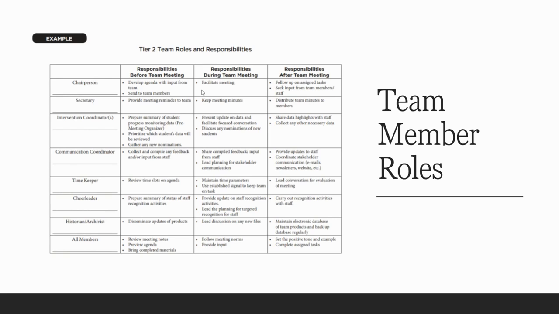Another role could be a secretary. Again, that person is going to be providing meeting reminders to the team before the meeting. During the meeting, they're going to be keeping the minutes. And after that meeting, they're going to distribute those minutes.